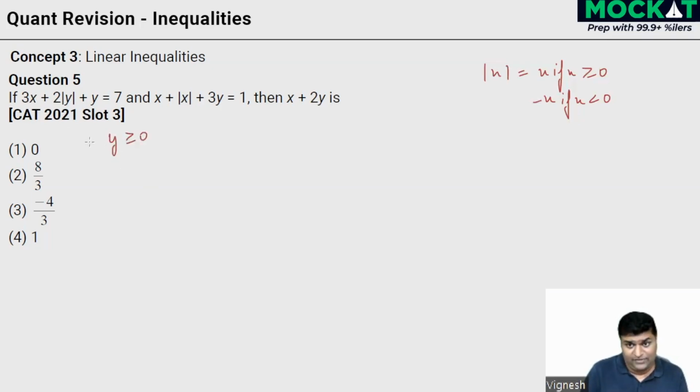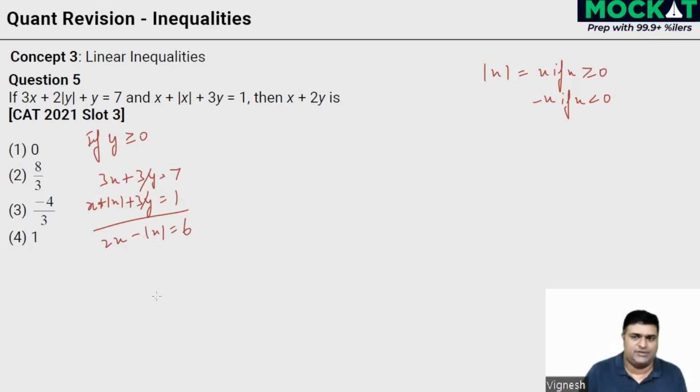0. If that is the case, then we know that this is going to be 2y itself, right? It's going to open as y itself. So we're going to be getting 3x plus 2y plus y, which is 3y, equals 7. And the other one is going to be x plus modulus of x plus 3y equals 1, right? We can just subtract top minus bottom. 3x minus x, which is 2x, minus of modulus of x. This gets cancelled, equals 7 minus 1, which is 6.